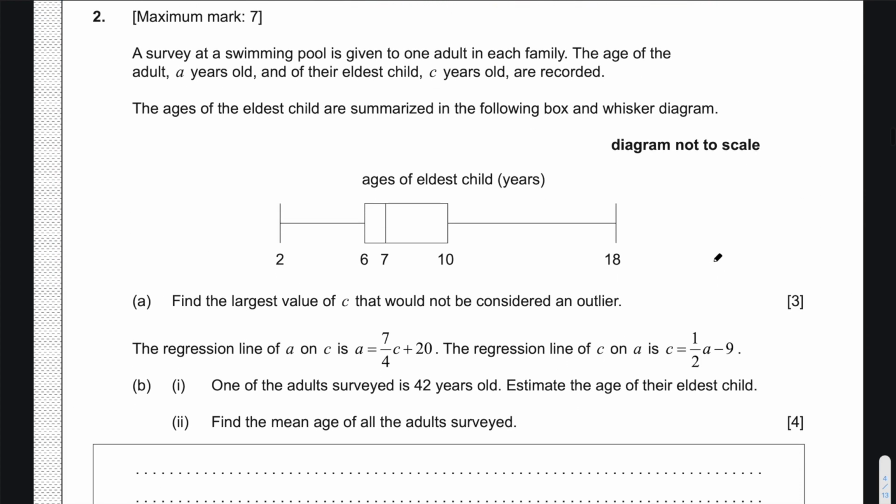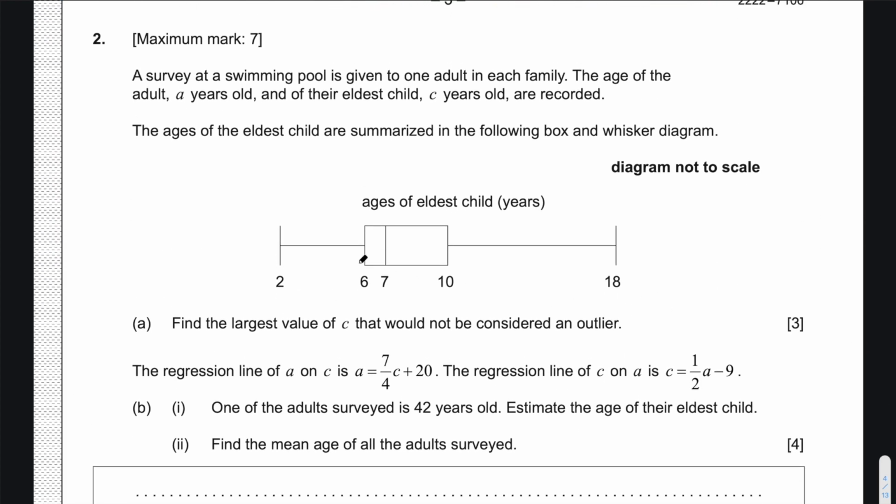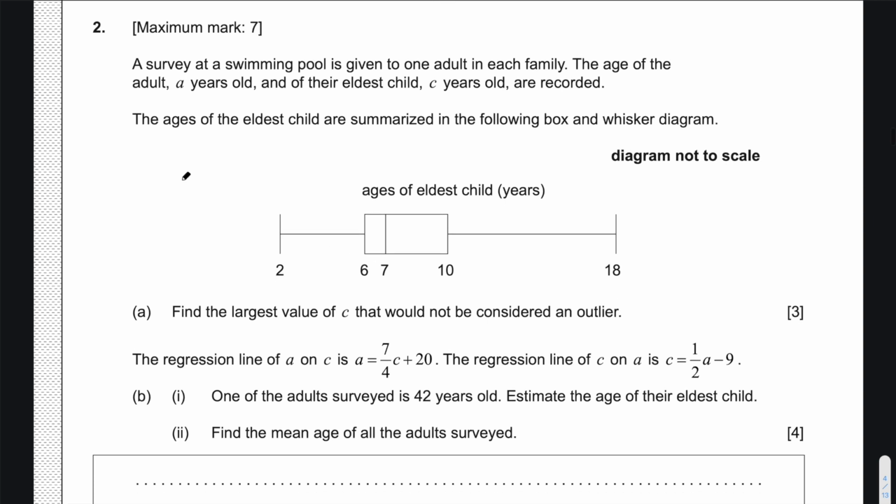Then question 2. We have a box plot here. The question says, a survey at a swimming pool is given to one adult in each family. The age of the adult, a years old, and of their eldest child, c years old, are recorded. The ages of the eldest child are summarized in the following box and whisker diagram. So this box plot is about the ages of the eldest child. For example, 2 is the minimum years, and 18 is the maximum years.